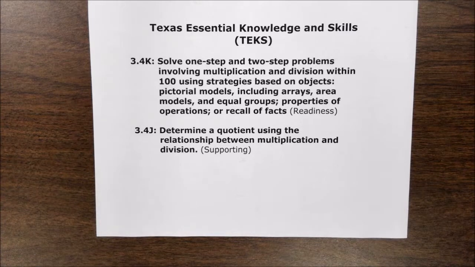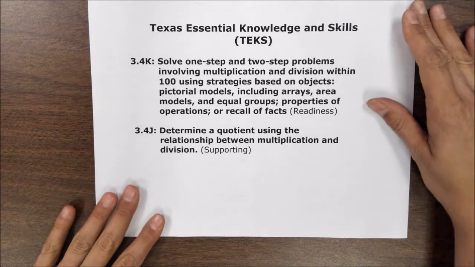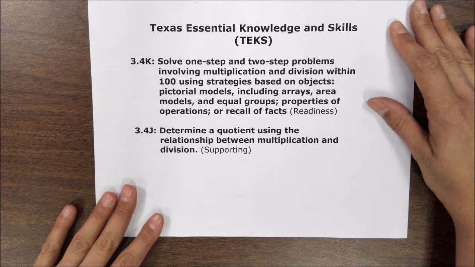Today we'll be looking at how we can use our understanding of multiplication and the area model to divide. This addresses Texas Essential Knowledge and Skills 3.4K, which is readiness, and 3.4J, which is supporting.